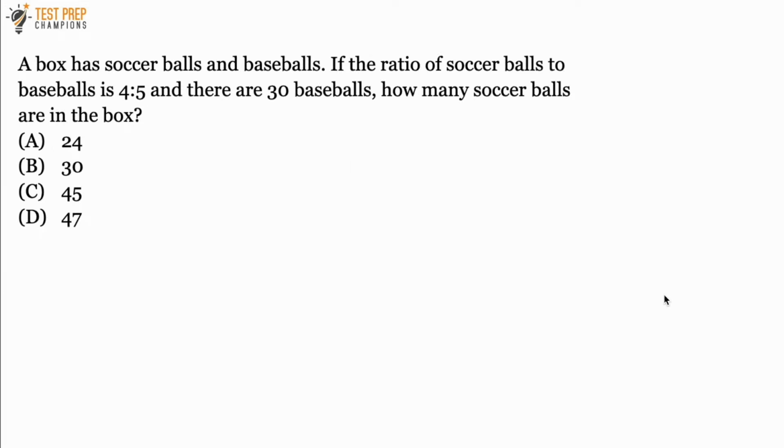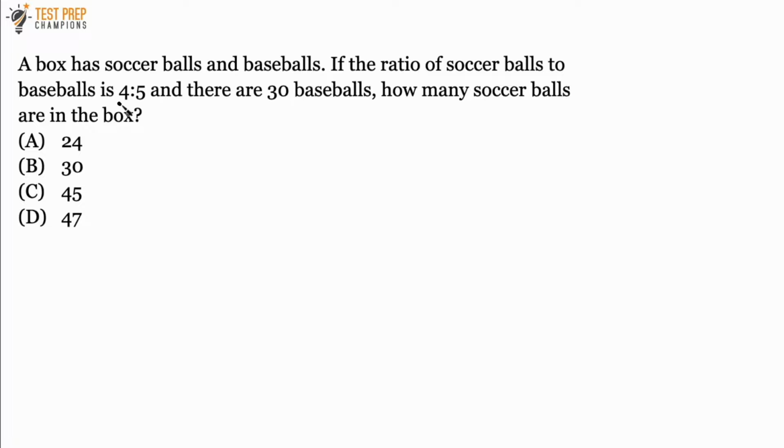A box has soccer balls and baseballs. If the ratio of soccer balls to baseballs is 4 to 5 and there are 30 baseballs, how many soccer balls are in the box? Is the answer A, B, C, or D? So now's your chance if you'd like to pause the video, try to figure this out, take all the time you need, and whenever you're ready, we'll go over the answer.